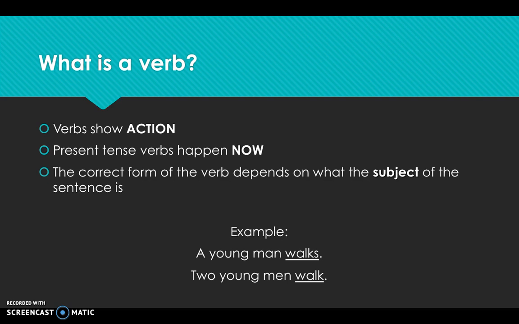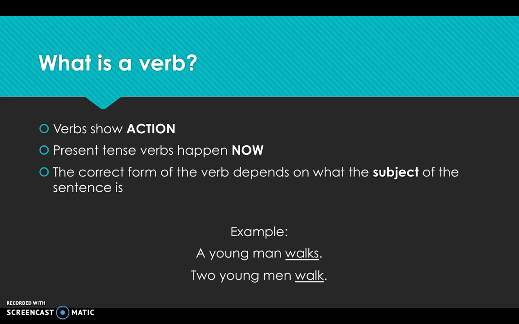Two young men walk. Now let's compare those two sentences. Do you see something a little different? In the first sentence, walk ends with an S. Yes, walk ends with an S. In the second sentence, walk does not end with an S. In the first sentence, is the subject plural or singular? It is singular. There's only one man. So singular, and it has an S on the end of the verb.